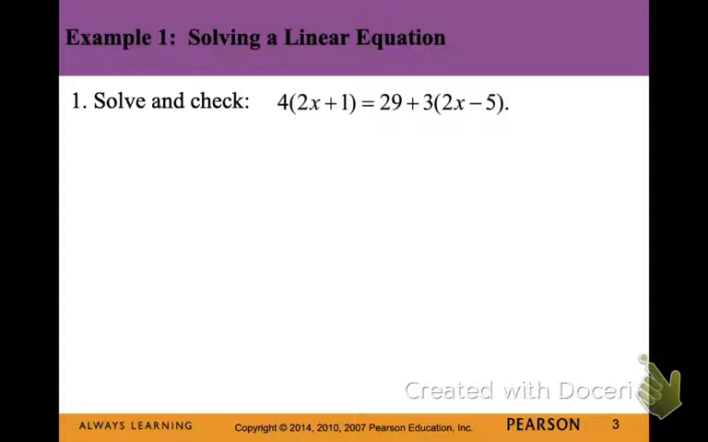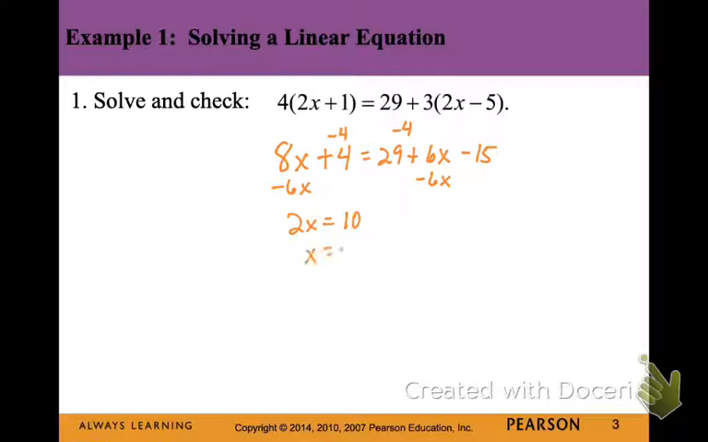So right now, we just need to get x out of these parentheses. So you're going to distribute your 4 and your 3. Then we want to combine variables on one side of the equal sign, so we get 2x, and numbers on the other will equal 10. Then you're going to undo the math that's happening to x by dividing by 2, so x equals 5.